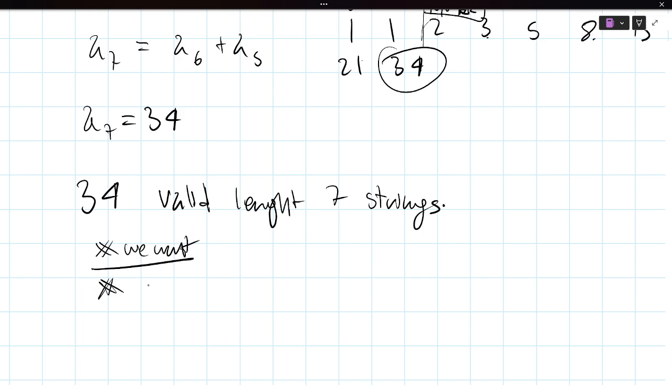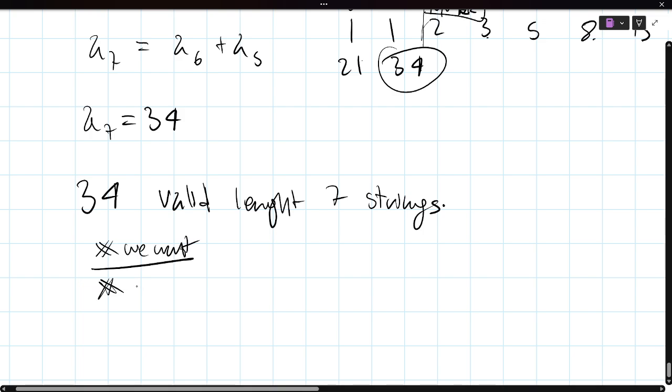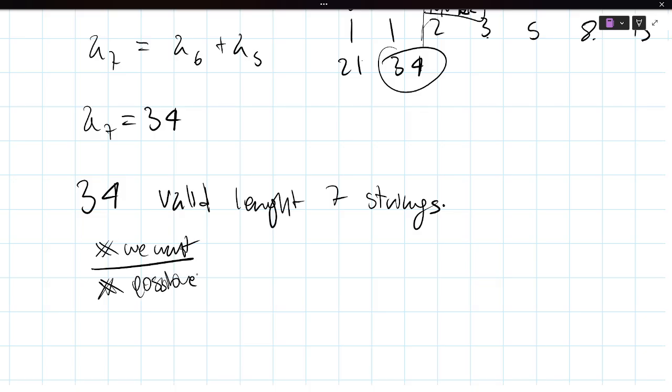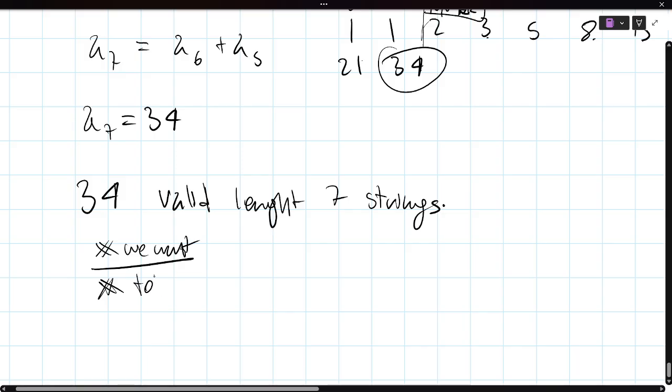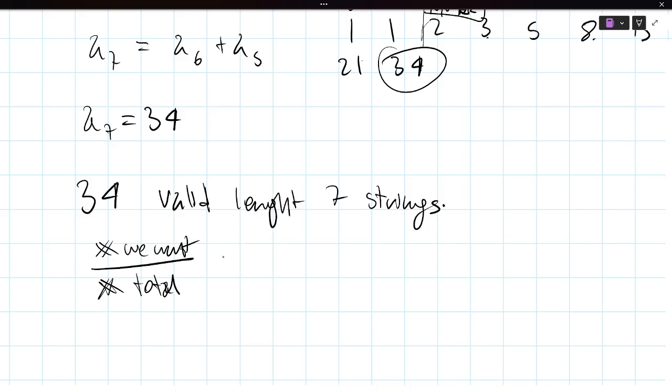over the number of things that are possible or like available. Actually, possible is perhaps not the better word. Total, what we want, and the total out of what we want. From what we want, sorry. So we know this is 34. So what are all the possible length 7 strings?